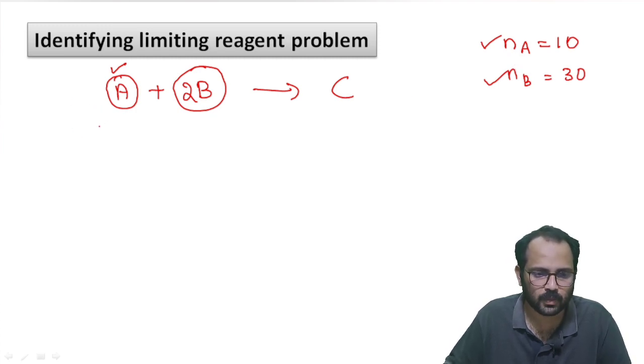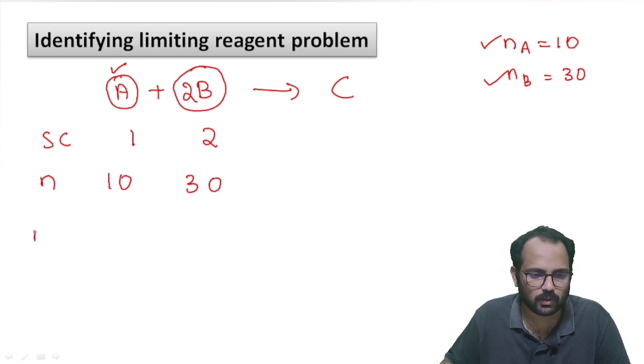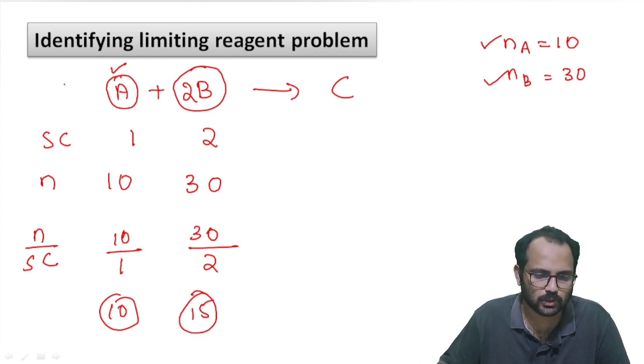We'll find it out. The stoichiometric coefficient here is 1, here is 2. And the number of moles, we can say A is 10, B is 30. So I'm going to find the number of moles divided by the stoichiometric coefficient. Number of moles is 10, stoichiometric coefficient is 1 for A; number of moles is 30 and stoichiometric coefficient is 2. So what is the value? Here it is coming as 10, here it is coming as 30 by 2. Which value is less? 10 is less. So which is going to be the limiting reagent? A is going to be the limiting reagent.